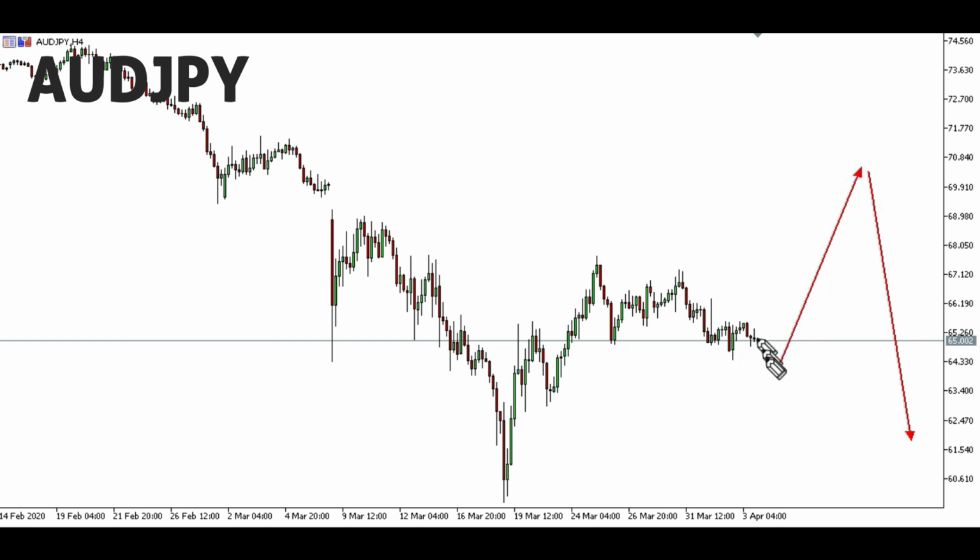We'll be waiting to trade this movement up if we get a proper entry. Then if we get a proper entry again from this level, we can trade this down if our strategy gives us an entry.